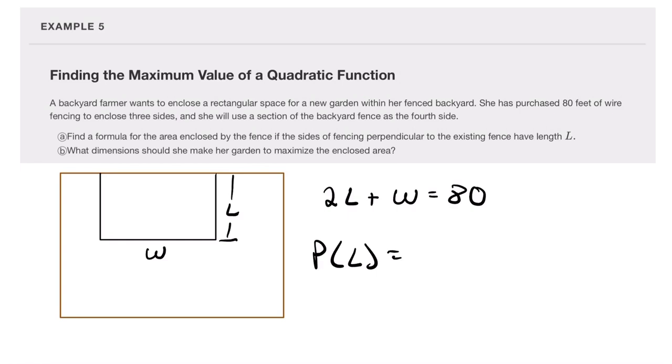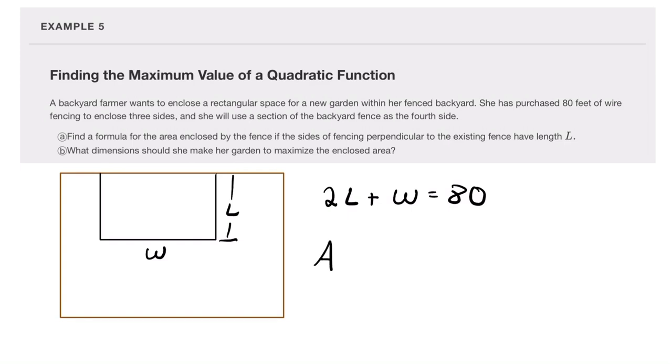Here, let's not do this. We're going to keep the first part but not do this. That would be 80 minus 2L. But then it's just going to leave us with 80, right? So, but we can at least get an expression for the area.